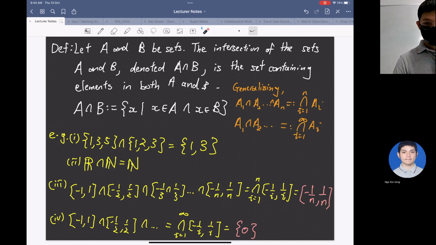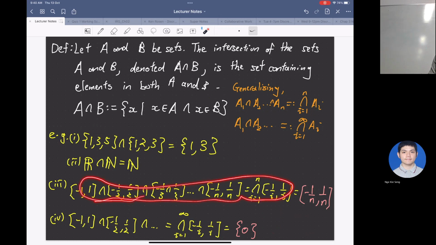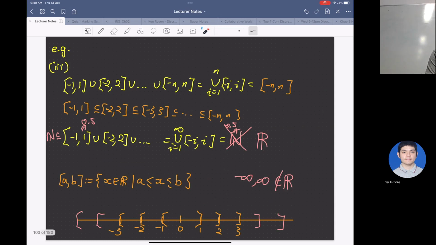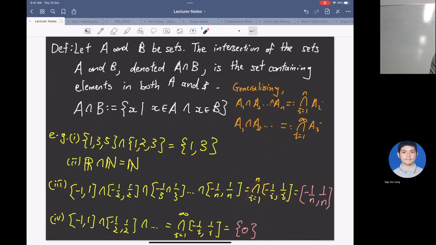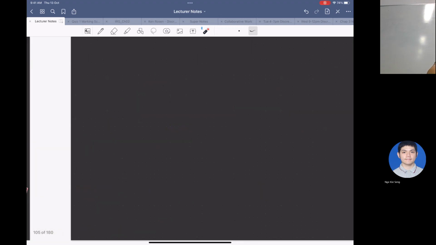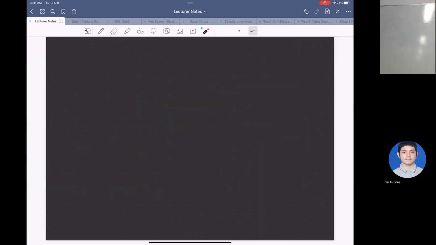Okay, next. Okay. Yeah, so you can observe that the intervals behave better with the union instead of the intersection in the reals. So if you take the infinite intersection, it becomes a point, not an interval anymore. This is some property of the real numbers. Okay, next.